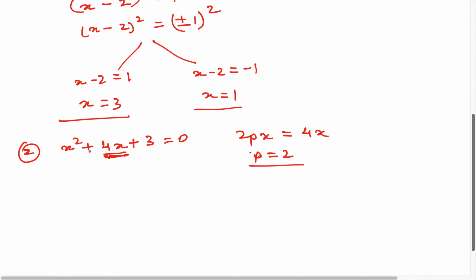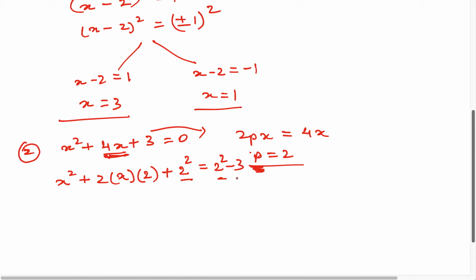But because this is x square plus 4x, I will have to go to the plus 2 format. So I will actually have to write this as x square plus 2 into a, which is x, into b, which is 2, plus I need a b square as well, so 2 square. I move the 3 to the RHS, so it will be 2 square minus 3. I added a 2 square on the LHS, so I have to add a 2 square on the RHS, minus 3. This whole thing now becomes x plus 2 whole square is equal to 1.